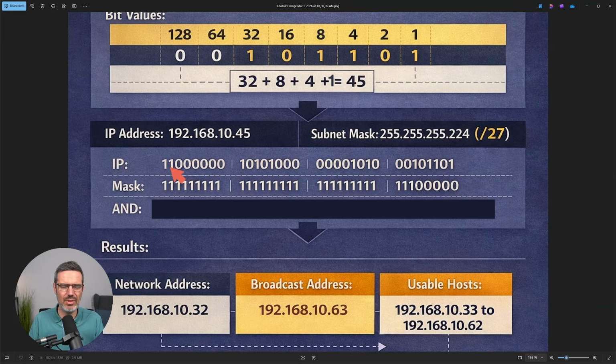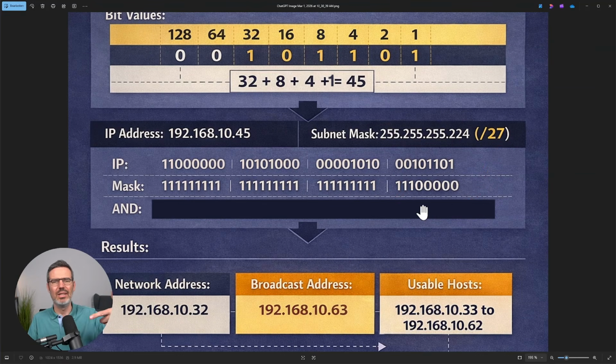So this is your IP address and then your subnet mask. We had 255, 255, 255. That's why these blocks here are all 1. And then you have the 224, and that is basically just these 3 ones here. So that is also 27, because if you count this, 8, 16, 24, 25, 26, 27 bits. That's where the 27 is coming from. Okay?